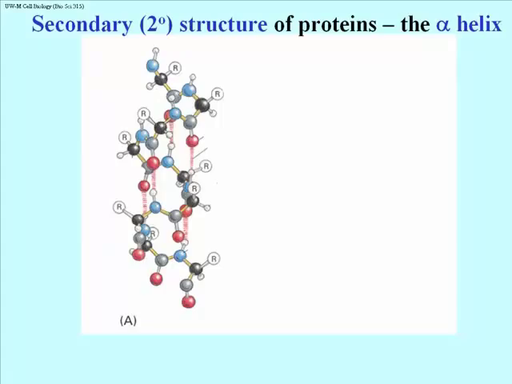Let's talk about secondary structure. First, we'll look at the alpha helix. There are actually 2 or even 3 components of secondary structure. We'll talk about the alpha helix first. So here on the left we have a ball and stick model of a polypeptide which has formed an alpha helical structure because of the ability of oxygens on carboxyl groups to form hydrogen bonds with nitrogens on amino acids nearby.